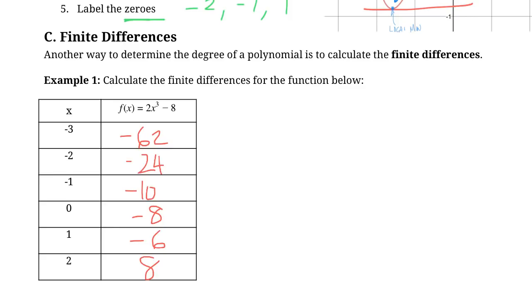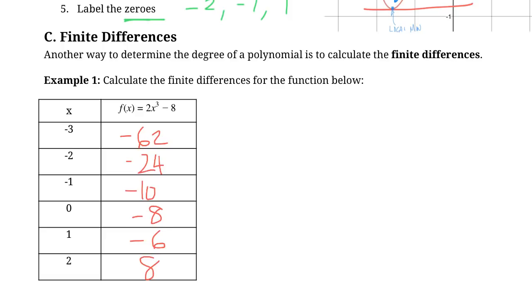Those are your values. Now, before we calculate the differences, what degree is this function? If we look at it, the leading coefficient is going to be 2, the highest power is going to be 3, so we know it's going to be a third degree polynomial. Let's see how the finite differences show us that.